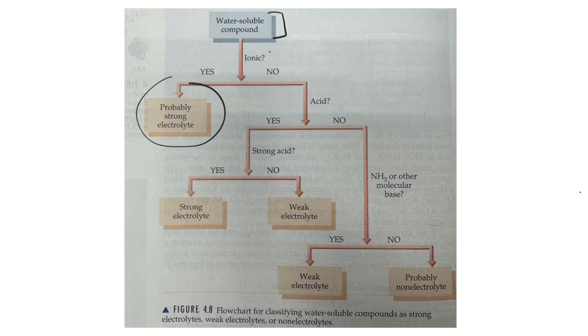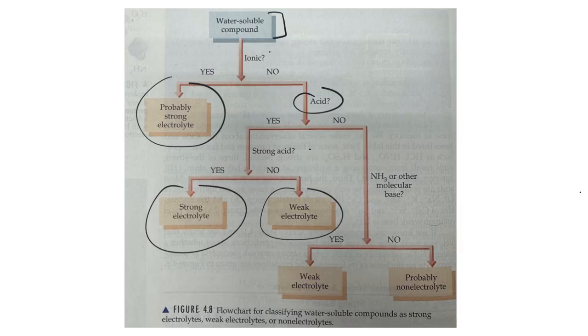Now, if it's molecular, the question would be, is it an acid? If it's an acid, the question is, is it a strong acid? If it's a strong acid, strong electrolyte. If it's not a strong acid, it's a weak acid, a weak electrolyte. So that's why we just have to memorize those 7 strong acids to recognize the strong electrolyte, strong acid category. If it's not an acid, is it NH3 or a molecular base? Really just NH3. It's hard to recognize the molecular bases. If so, it's a weak electrolyte. If not, probably a non-electrolyte like a sugar or an alcohol.